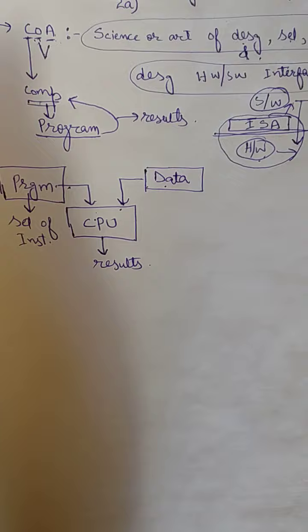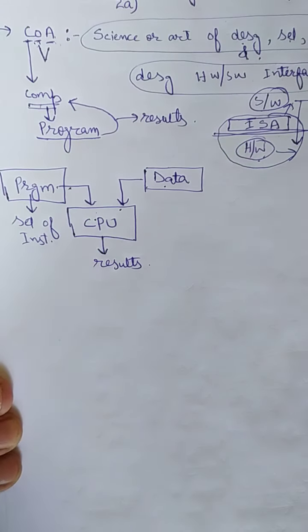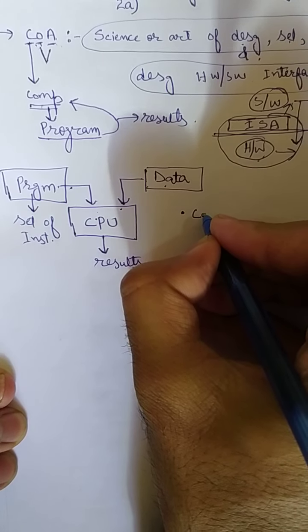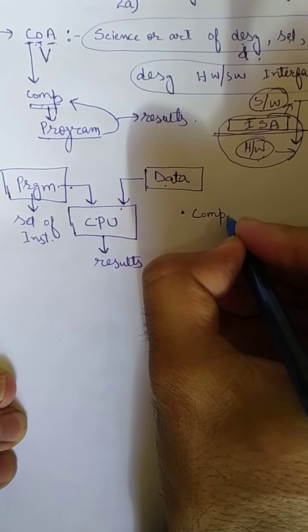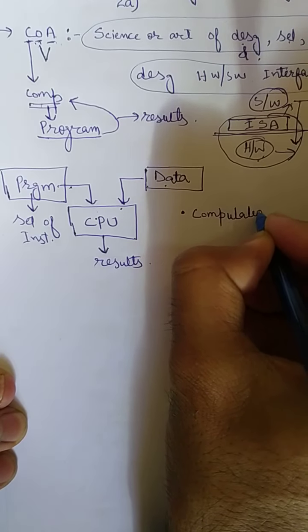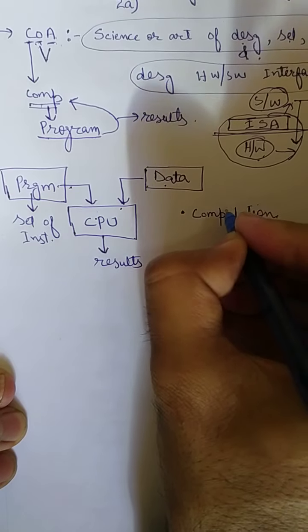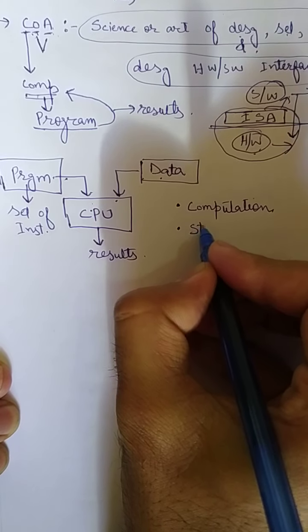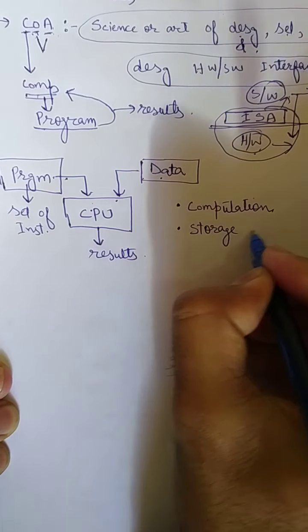Here you can see that there are three main components in a computer system. One is the computation engine. Computation is done with the help of the CPU. The second thing is the storage, or we can say memory.